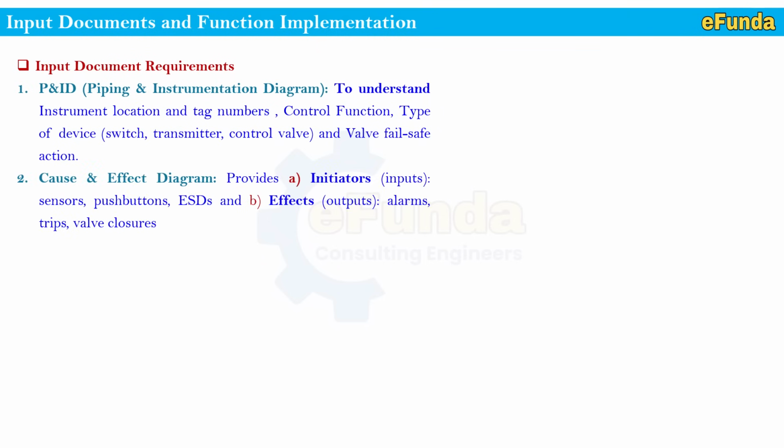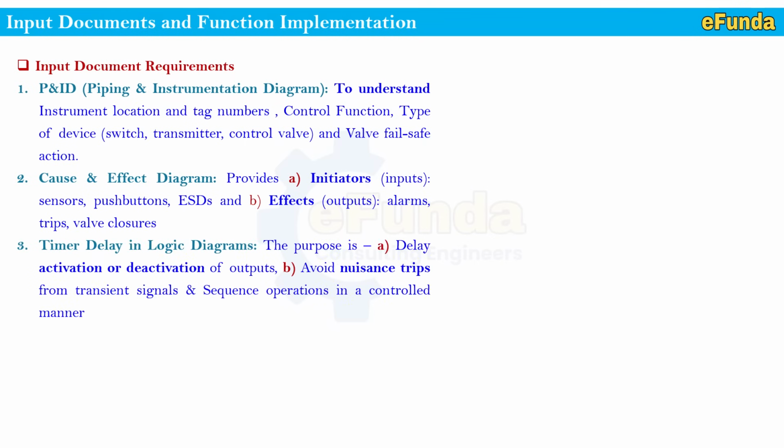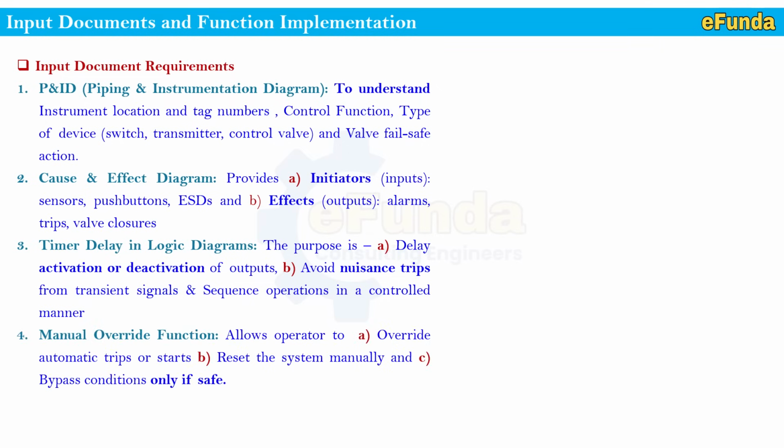Second, the cause and effect diagram provides A, the initiator, that is input, sensor, push button, ESDs, and B, the effect, that is output, alarms, trips, valve closures. Third, timer delay in a logic diagram. The purpose is A, delay activation and deactivation of output, B, avoid nuisance trips from transient signals and sequence operation in a controlled manner. Fourth, manual override function. This allows the operator to A, override automatic trips or starts, B, reset the function manually, and C, bypass a condition only if safe.